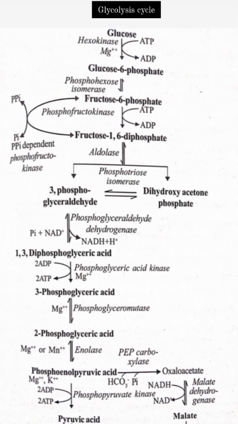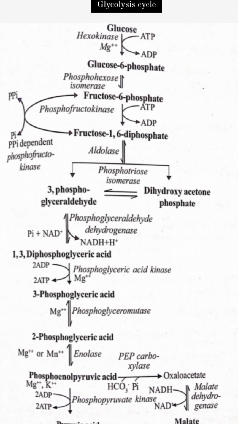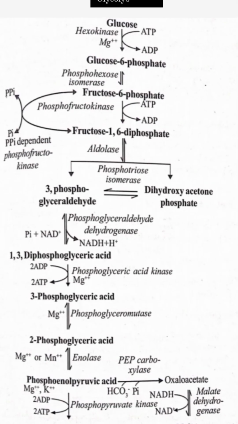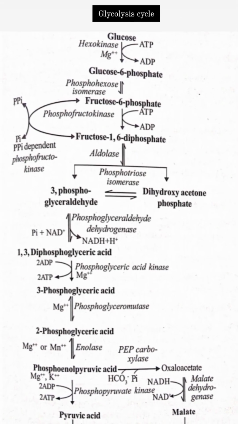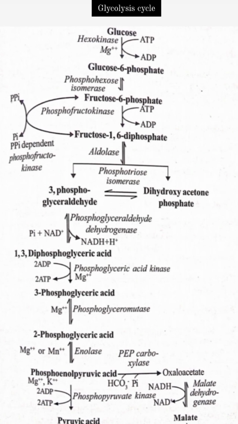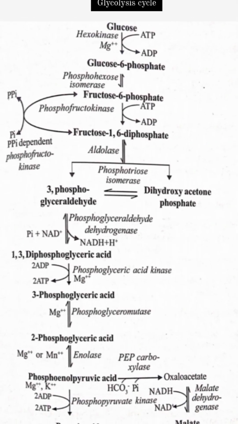Next, fructose 1,6 diphosphate splits into two molecules, 3-phosphoglyceraldehyde and dihydroxyacetone phosphate. For this, an enzyme is needed, which is aldolase.